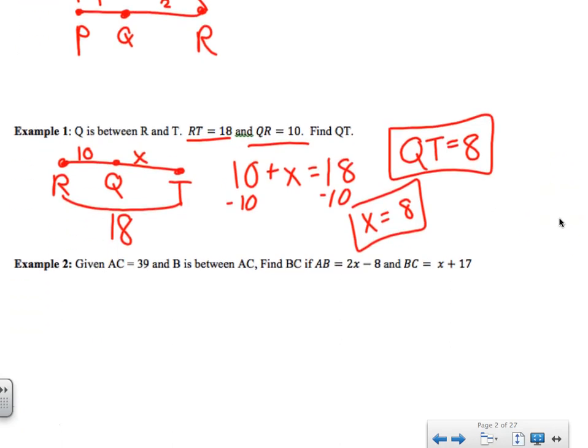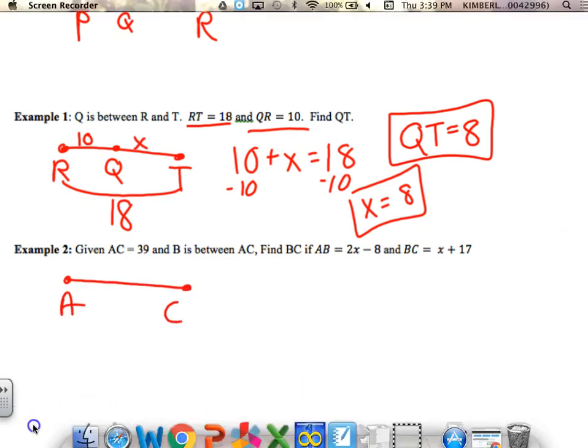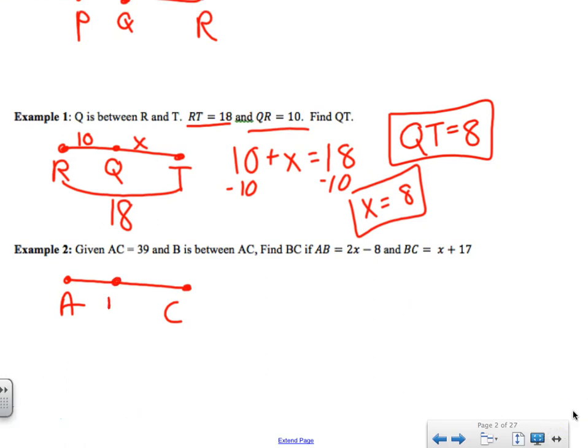We can obviously get some equations involved. So let's look at example 2. Given AC is 39 and B is between A and C. So A and C are your endpoints. Then I would put B in between it. I know the entire thing is 39, so that would be my whole. I need to find BC, so I'm going to go ahead and put X.